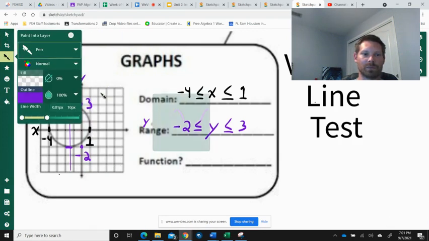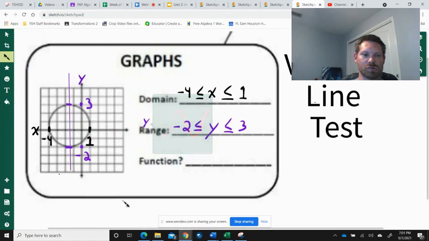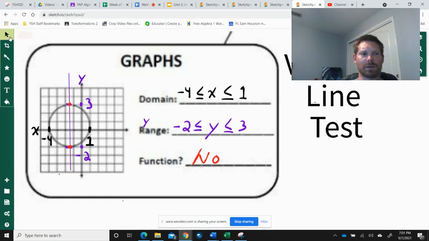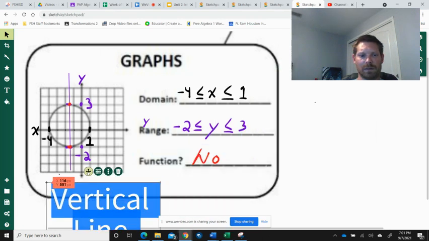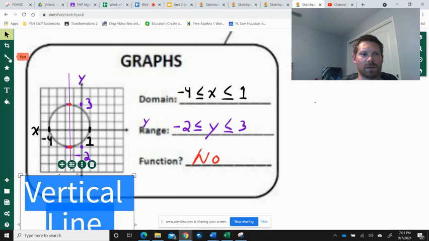So let's see. I drew a vertical line through it. It is here once. It is here twice. So it did not pass the vertical line test. The answer is no, this is not a function. So vertical line test, pretty simple. Let's see if we can get another example of that vertical line test.